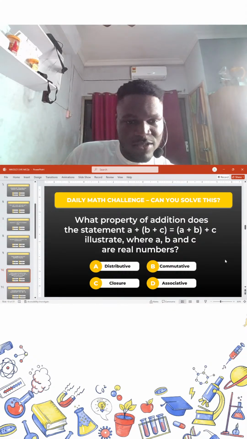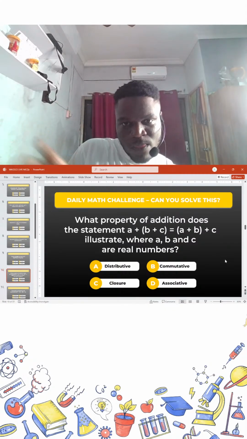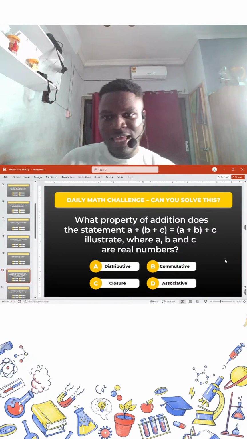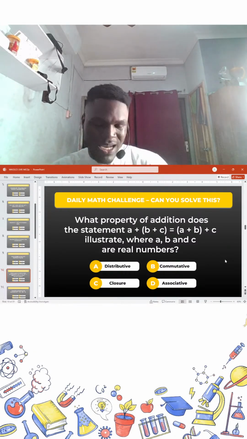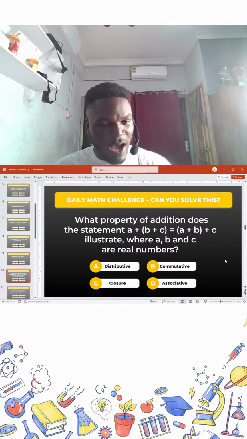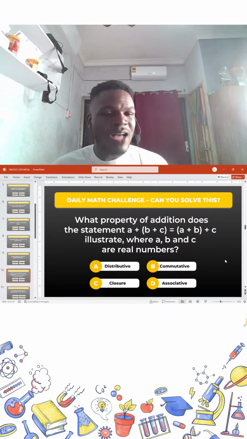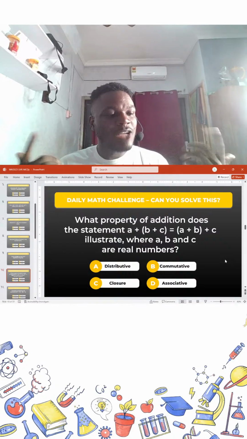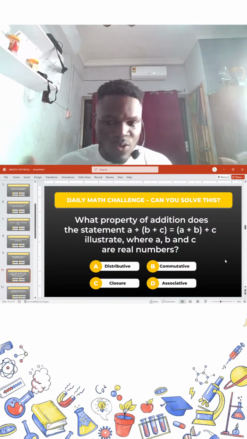Okay, so we have three numbers. You group two first, solve the problem on them before you add the third one. And then at the other end, you group the next two set of numbers before you add the other one. Okay, that is what we call associative property. Now, at the end, if the left hand side is equal to the right hand side, then we say they are actually associative. Are you okay? That is what the property is all about.